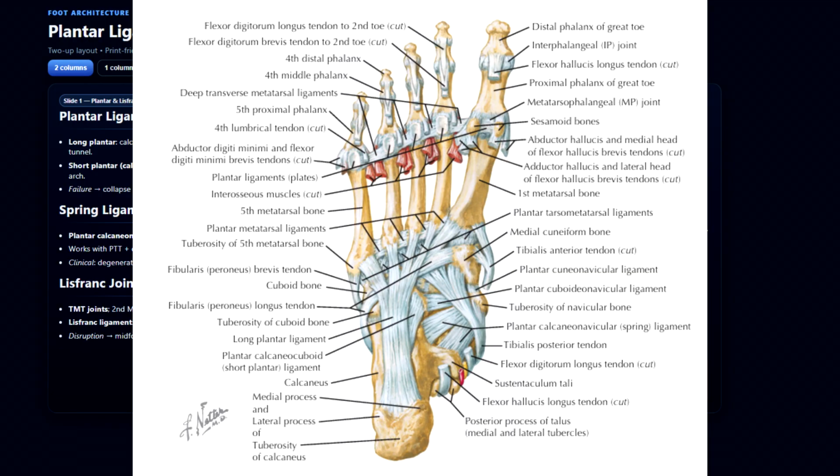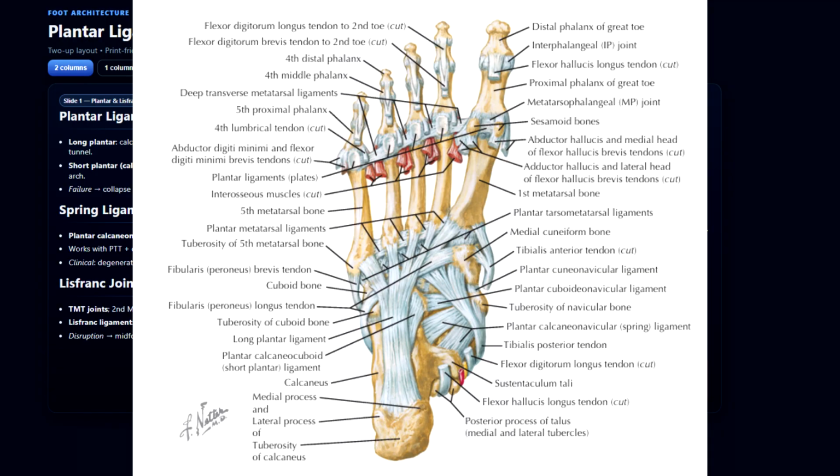Medially, the plantar calcaneonavicular ligament, more famously called the spring ligament, is seen attaching from the sustentaculum tali to the navicular. Together with the posterior tibial tendon and the deltoid ligament, the spring ligament forms the cornerstone of medial arch stability. Clinically, degeneration of the spring ligament is a hallmark of adult-acquired flat foot deformity.